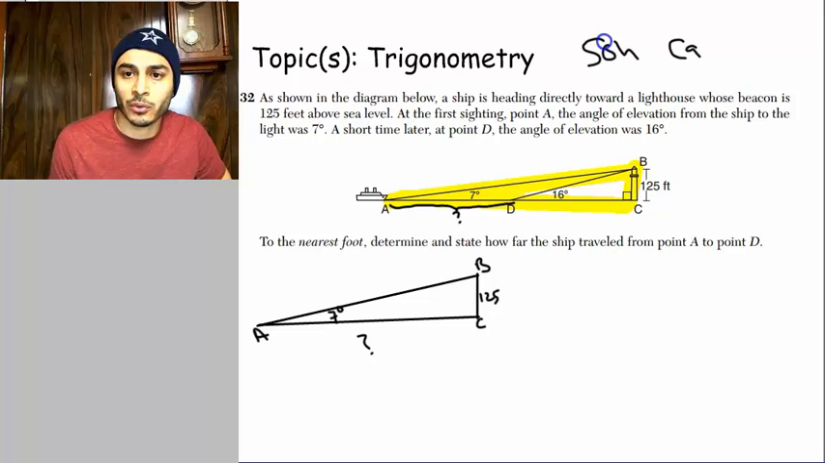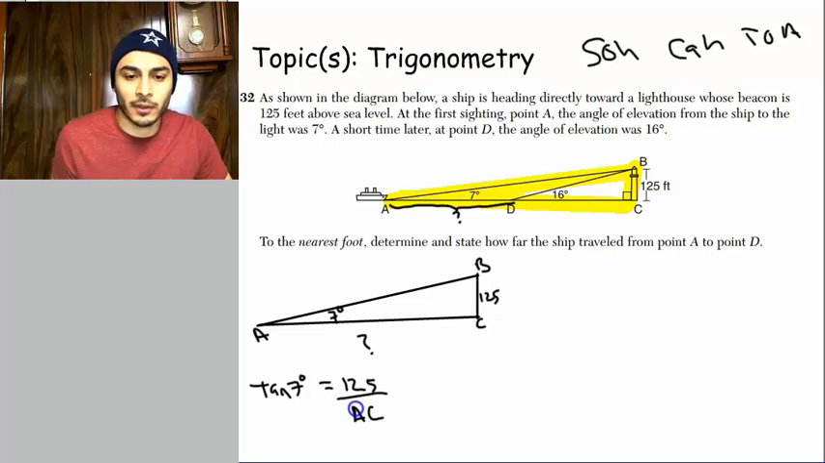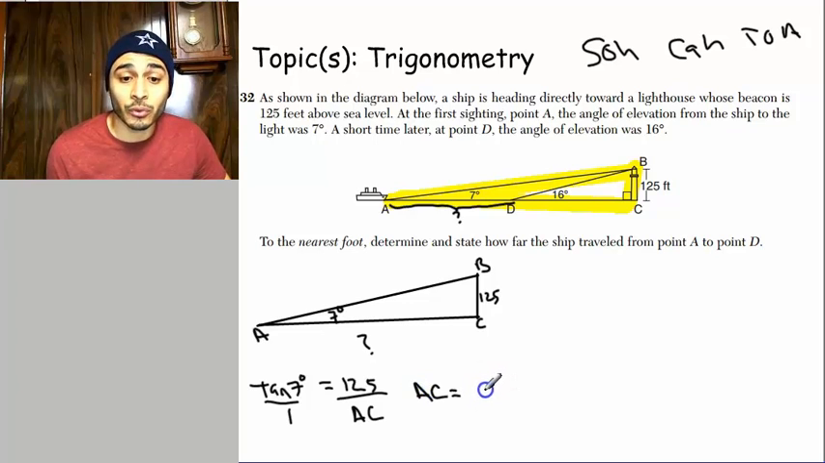Remember your trig ratio, SOHCAHTOA. So the one to use here would be tangent. So you would say the tan of 7 degrees is equal to the opposite side over the adjacent side AC. So if you put this over 1 and you cross multiply, you will come to find that AC is equal to 125 divided by the tan of 7.